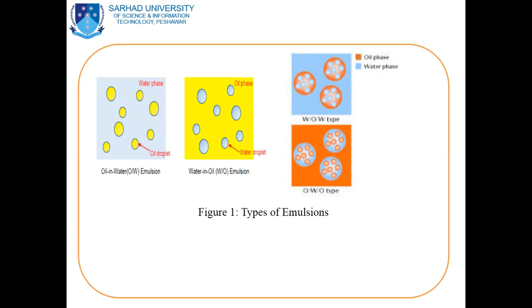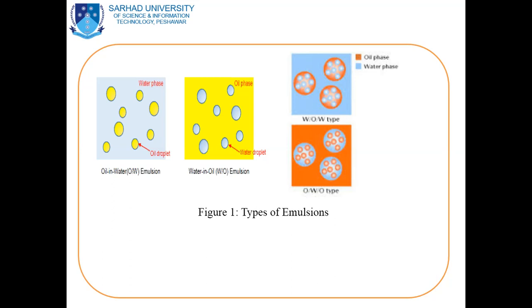And the last one, that is below this class, is the oil in water type of emulsion, shown in figure number 1. These are the classes of types of pharmaceutical emulsion on the basis of dispersed phase, that is, which phase is dispersed.